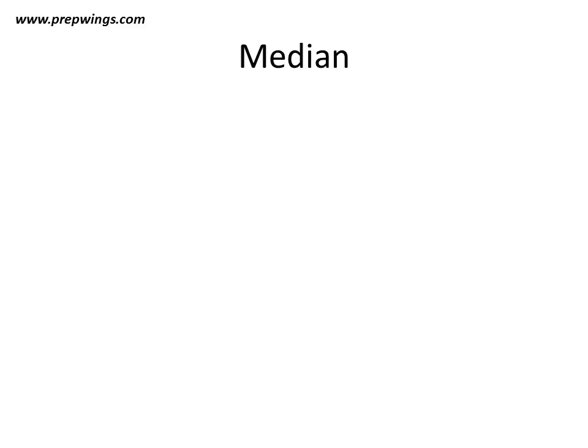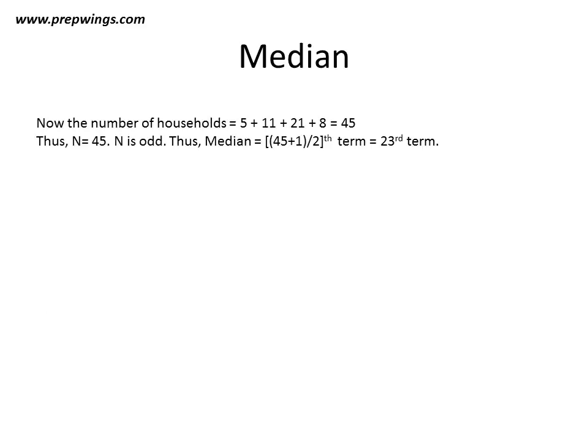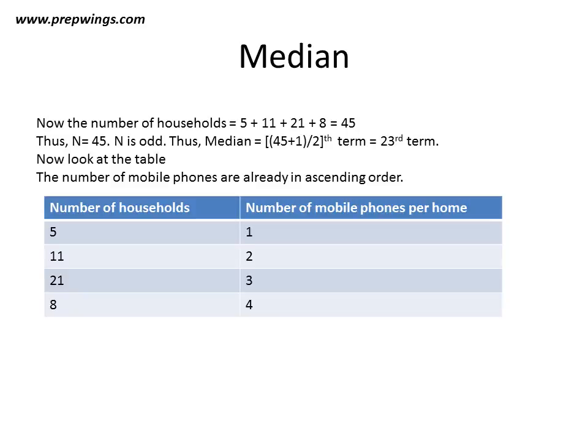Now what we have is the total number of households to be 45, and that is the number of elements in the set. Thus n equal to 45 and n is odd. So median will be the (45 plus 1) by 2th term, which is the 23rd term. Now we look at the table again. We need to find the 23rd term through this table.